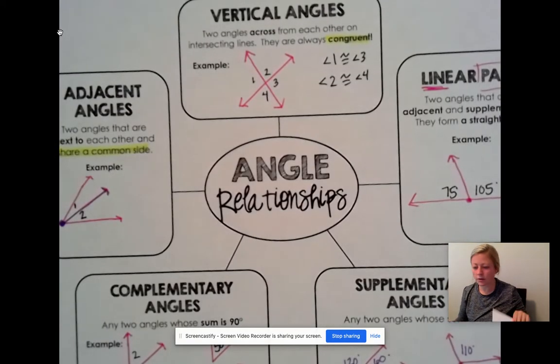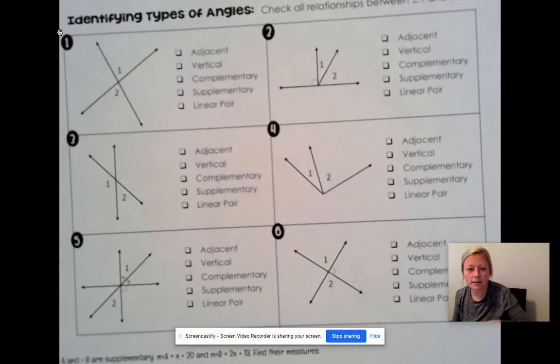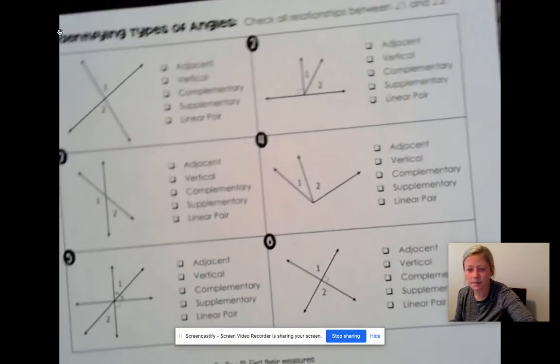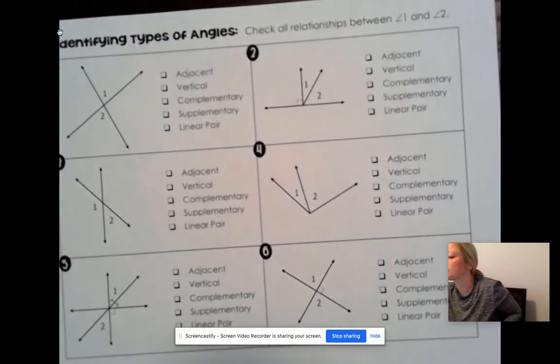Okay, let's go to the second page of our notes for today. It has this little identifying checkbox part. It's kind of blurry here.